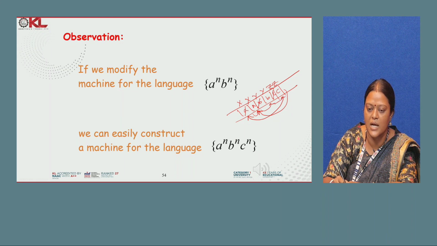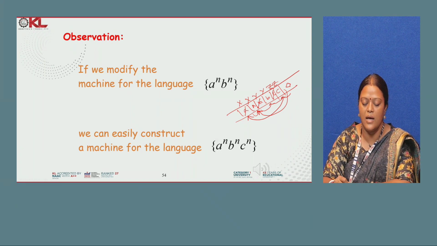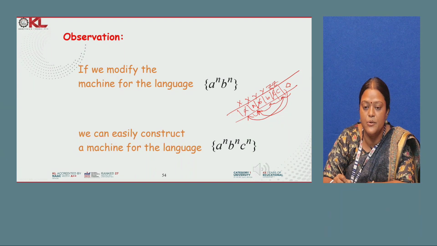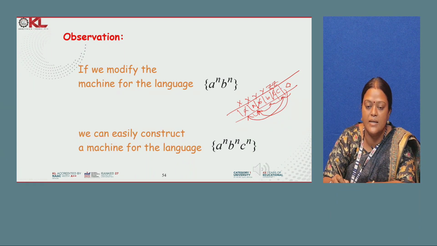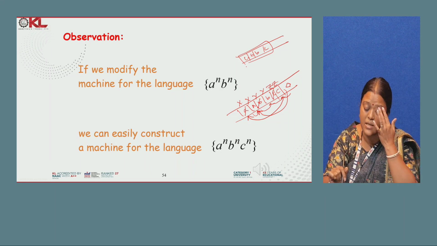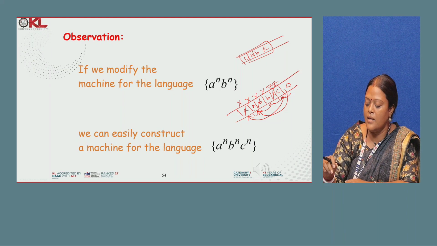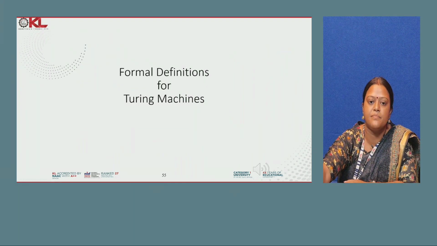After that we have to check whether any c's are left or not. Finally, if we are in a blank symbol, that means all the input is in the correct format, that is a to the power n, b to the power n and c to the power n, and it is accepted. If we find any other input, like a, b, b and c, then of course it should be rejected, because it will be rejected in any intermediate state other than the final state.